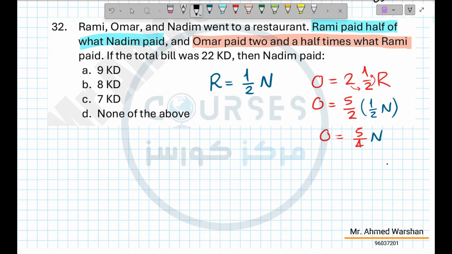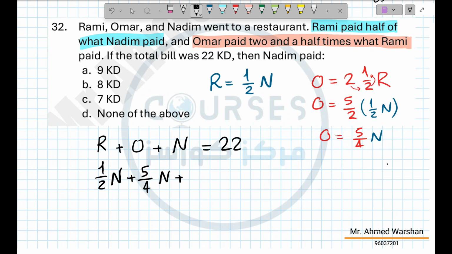Okay. Now, if the total bill was 22 KD, then Nadim paid what? So total bill, it means what they all paid. So we have Rami plus Omar plus Nadim equals 22 KD. So Rami, he was half n, so that's 1 over 2n, plus Omar is 5 over 4n, plus Nadim, which is just n, equals 22.